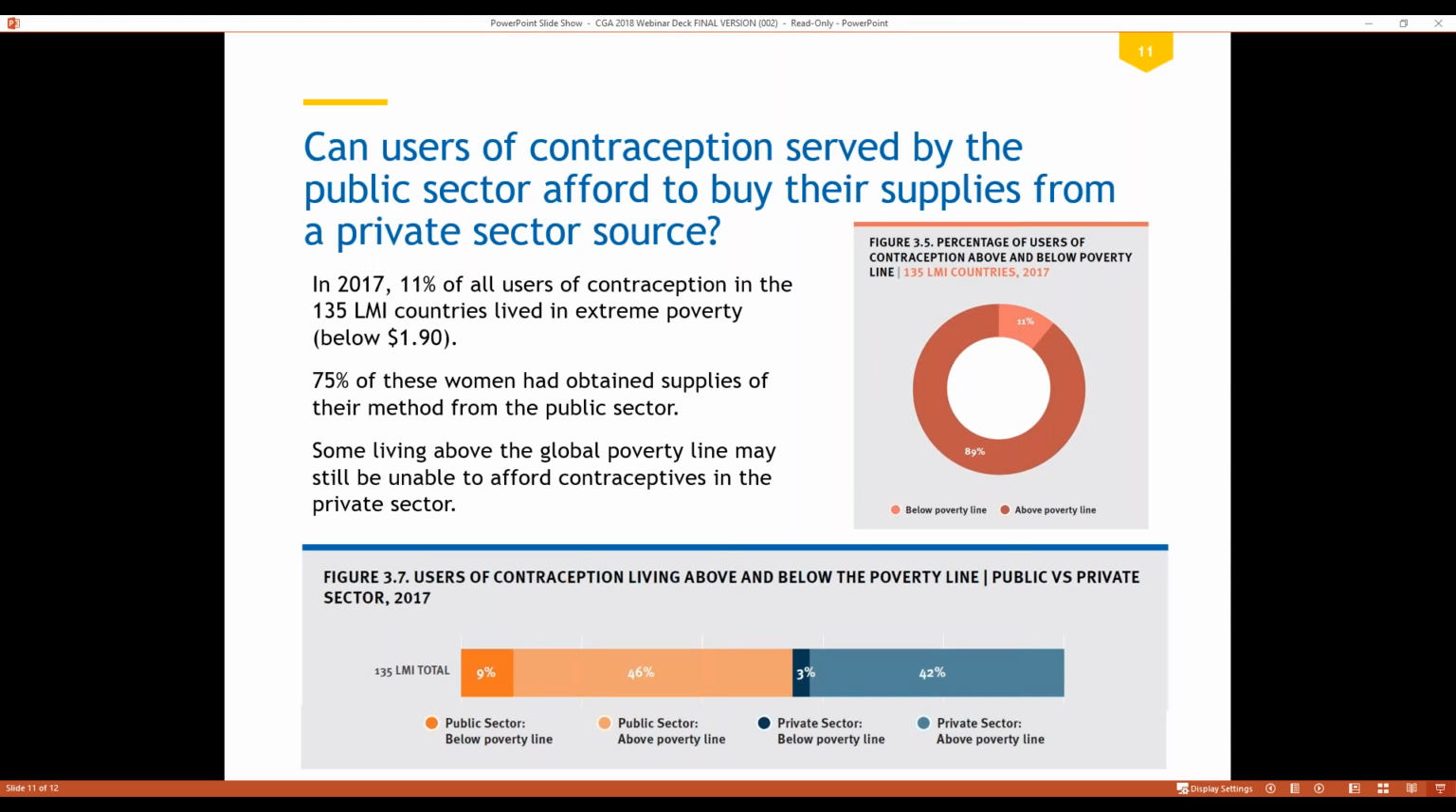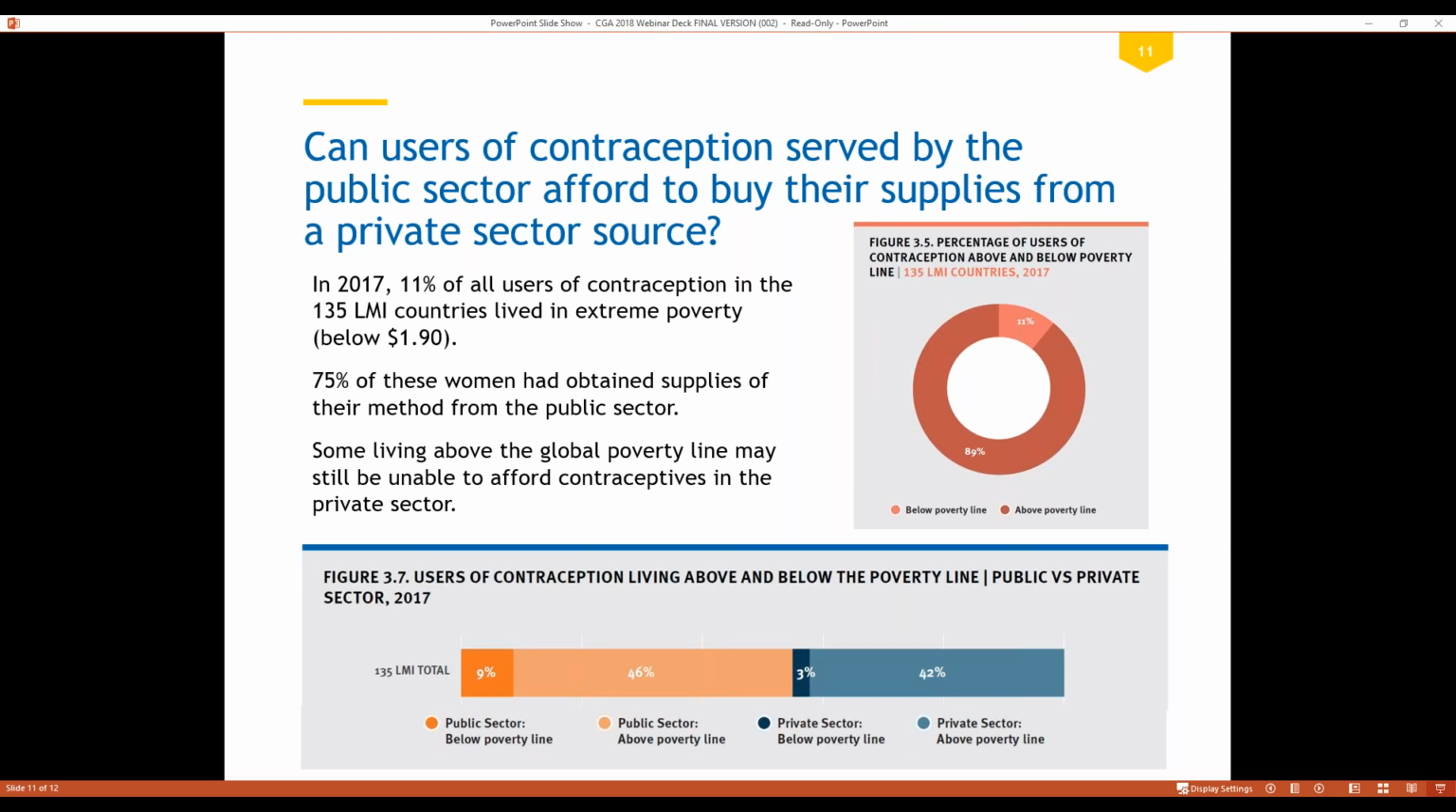So if we look within that group, we find that of those poor women, about 75% of them obtain their method from the public sector. So we see already the public sector playing a really large and critical role for women who are living in extreme poverty.